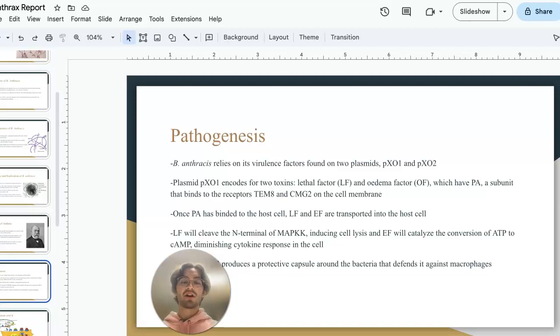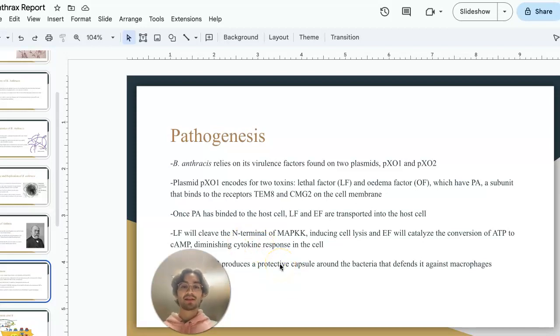The pathogenesis of B. anthracis. This organism relies on its virulence factors found on 2 distinct plasmids, pXO1 and pXO2. Plasmid pXO1 encodes for 2 different toxins, lethal factor, also known as LF, and edema factor, EF, which both have a structure called PA, a subunit that binds to receptors TEM8 and CMG2 on the cell membrane of the host cell.